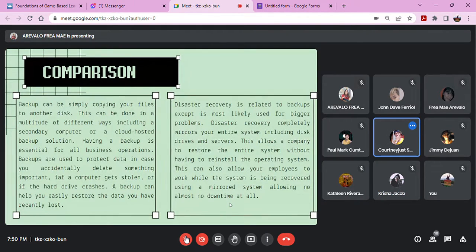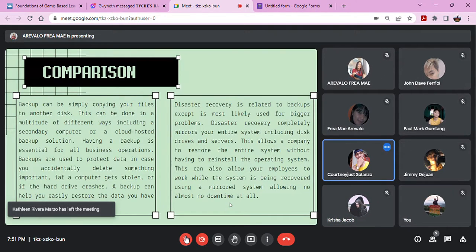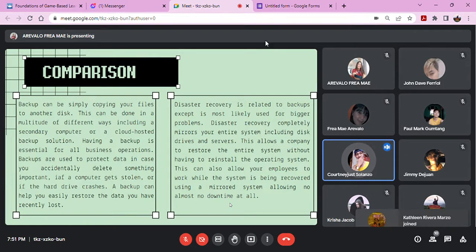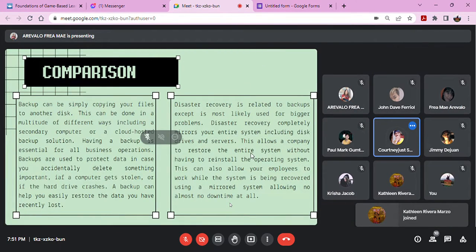Comparisons. Backup. Backup can be simply copying your files to another disk. This can be done in a multiple of different ways, including a secondary computer or a cloud host backup solution. Having a backup is essential for all business operations. Backups are used to protect data in case you accidentally delete something important, a computer gets stolen, or the hard drive crashes. A backup can help you easily restore the data you have recently lost.